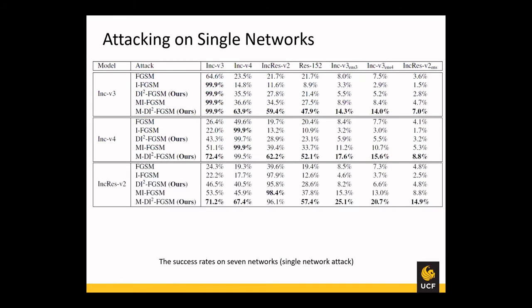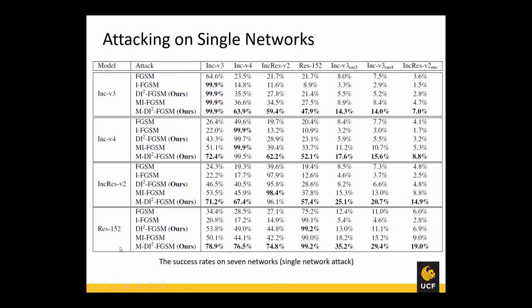So this is Inception version 4. This is Inception ResNet version 2. So the images are generated by attacking these models. And then finally ResNet version 152. So these are the models. All 4 of these are normally trained models, not adversarially trained models. So all these images have been generated by attacking these models.